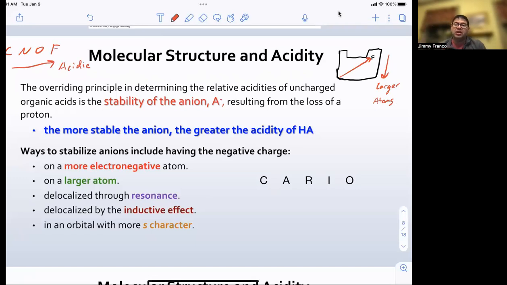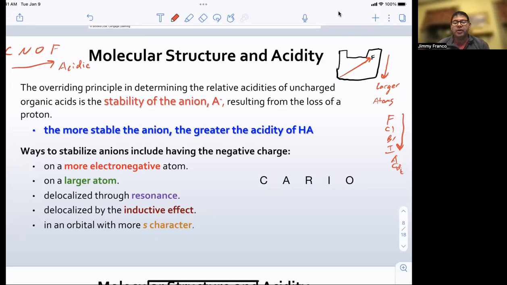As you go down the periodic table, you also get more acidic. So if we go fluorine, chlorine, bromine, iodine, we get more acidic as we go down the periodic table, right? So we get those two ideas. The more electronegative you are, the better you are at stabilizing that negative charge. Electronegativity means you like electrons, so that makes sense. The larger atom comes from the idea that you have all this electron cloud density, and if you have a whole bunch of electrons anyway, adding one extra one doesn't make a huge deal.